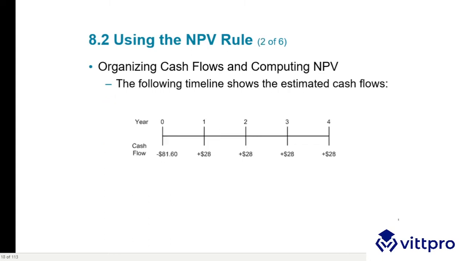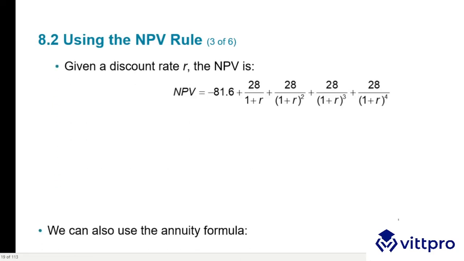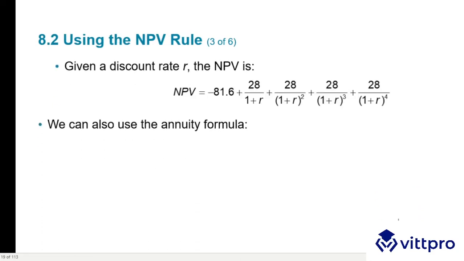So here is the timeline. $81 million today out, and plus $28 million every year for the next 4 years. So if the interest rate is, let's say, 8%, how much would be the net present value? You can calculate that now based on this particular formula. If the interest rate is, let's say, 10%, can you calculate the net present value now?